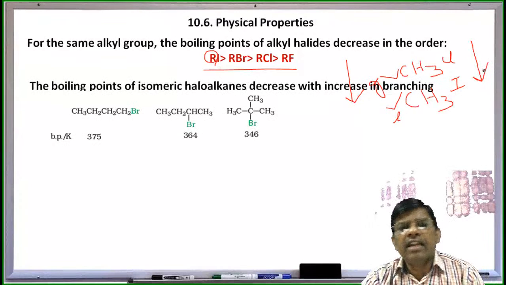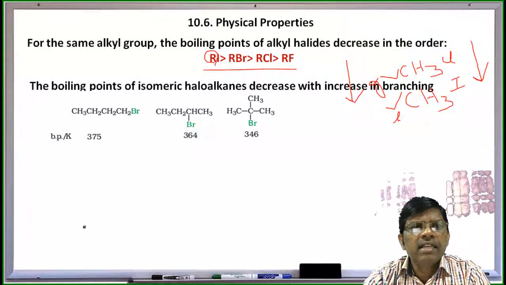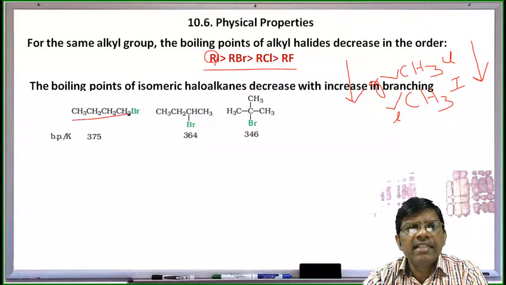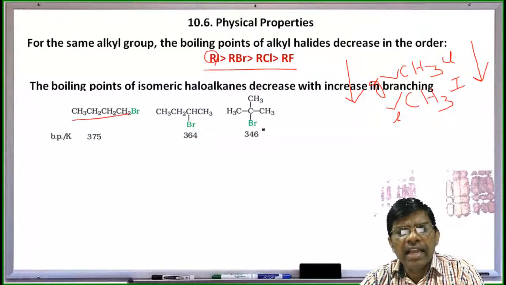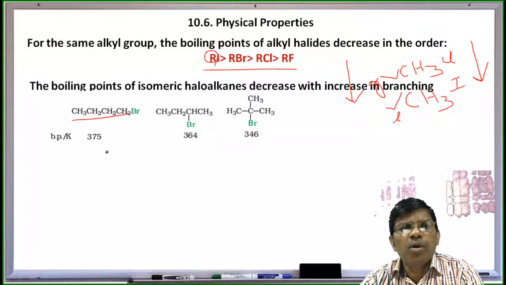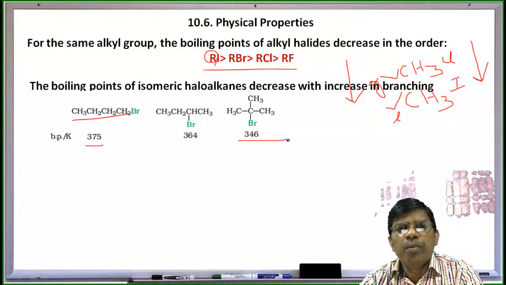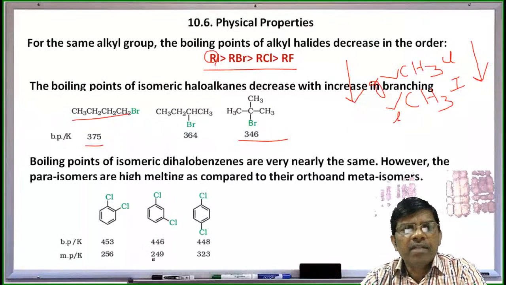Next, another important concept: the boiling points of straight chain alkyl halides are higher when compared to the side chain containing or isomeric alkyl halides. So for example, 1 bromo n-butane has a boiling point higher than tertiary butyl bromide. Yes, students.